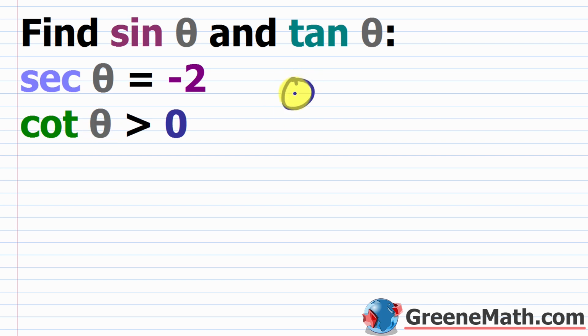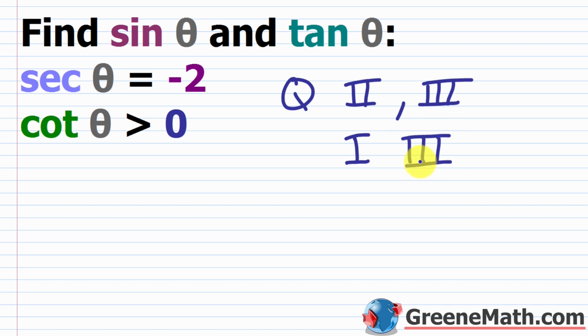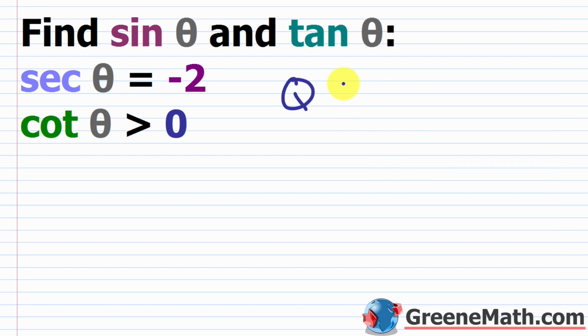So the first thing is, what quadrant are we going to be in? Well, where's the secant of theta negative? It's going to be negative in quadrants 2 and also 3. Okay, and then where is cotangent of theta positive? It's positive in quadrants 1 and 3. So 3 matches both conditions there. So this is going to be in quadrant 3. When we look at this, we know that our sine of theta will be negative and our tangent of theta will be positive. Okay, so keep that in mind when you're solving this problem.